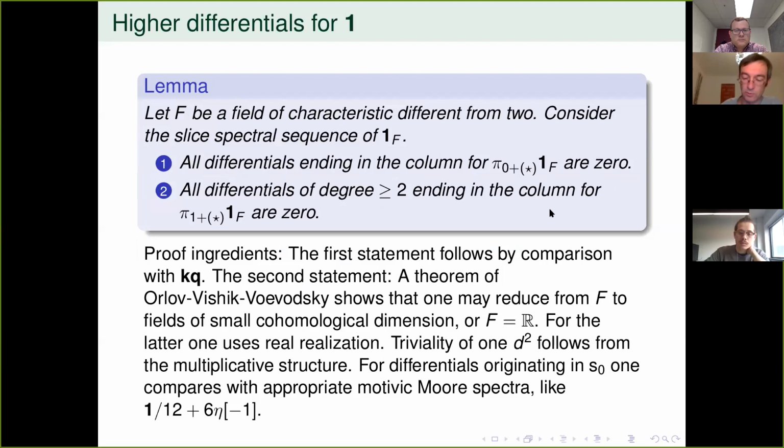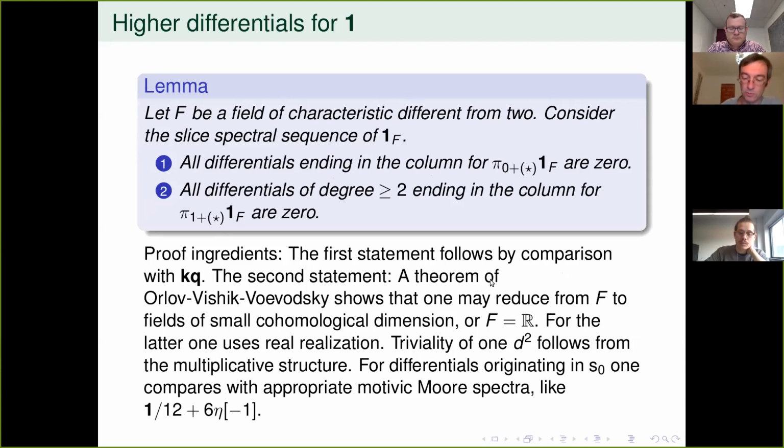So this is now a very, very rough sketch, but it contains the basic ingredients. For the zeroth column, you just need to compare with the very effective cover of Hermitian K-theory, and you can see it from there. That's no big deal. The second statement is more complicated.